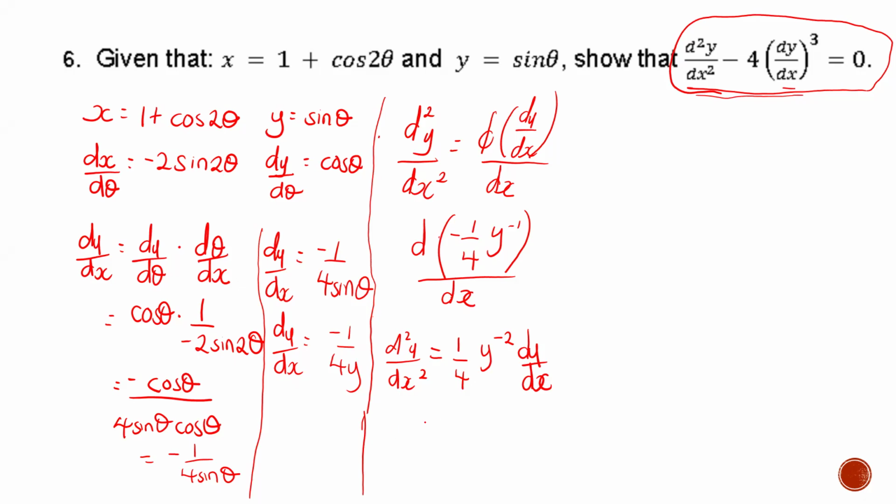So we're going to get 1 out of 4 y to the power negative 1 squared, because I want to get this expression here. You know, we had negative 1 out of 4 y to the power negative 1 here, right? Anyway, we're still here with dy dx. We are reaching somewhere, right?